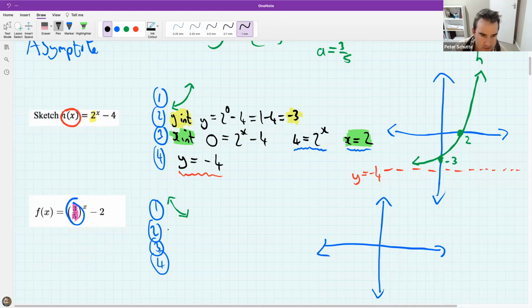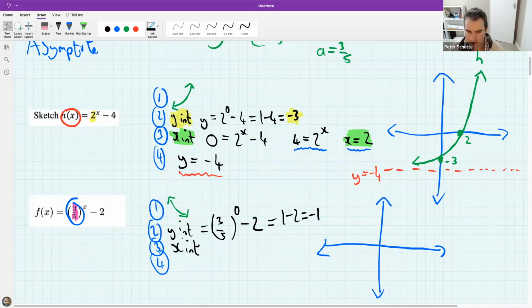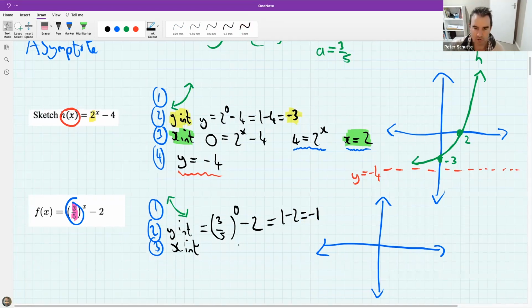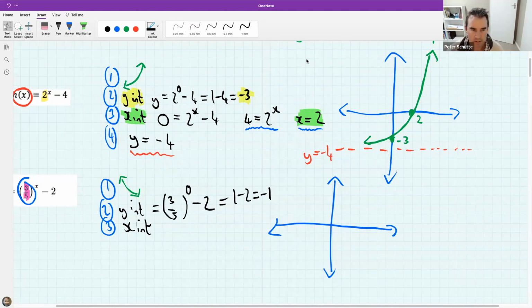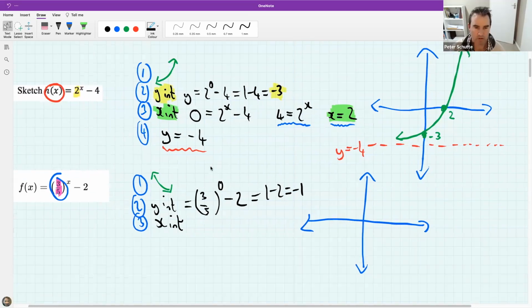What about the y-intercept? That is going to be 1 minus 2, which is -1. That seems okay to me. And what about the x-intercept? I'll give you a bit of time, but we might get stuck on this one, and that's fine because we can actually draw this graph even if we don't have the intercept. We just need to know if it exists or not. And then, is there going to be an asymptote as well? That's another good question.